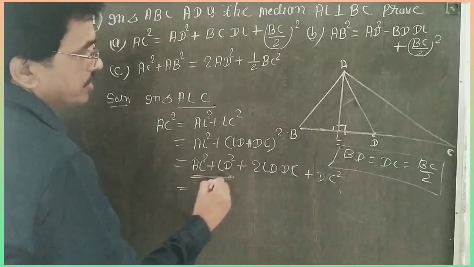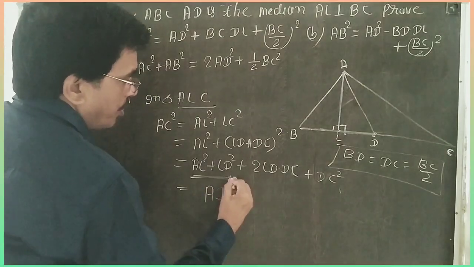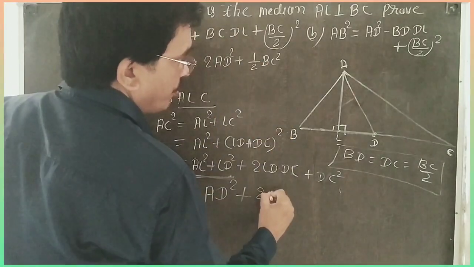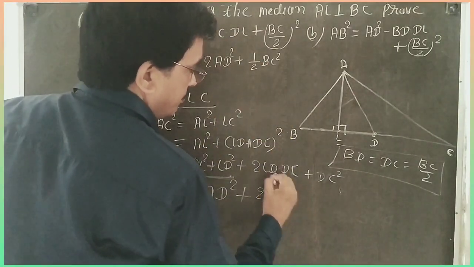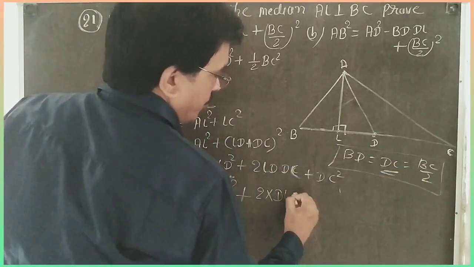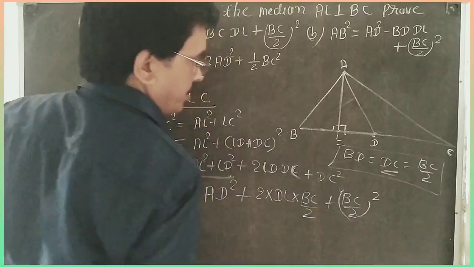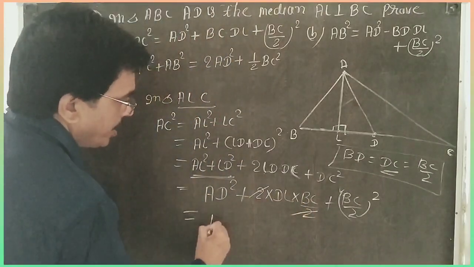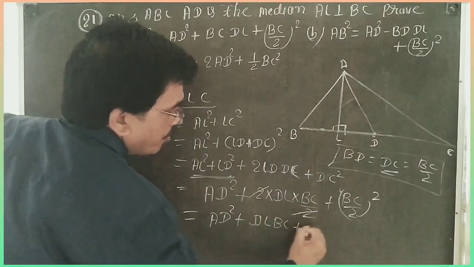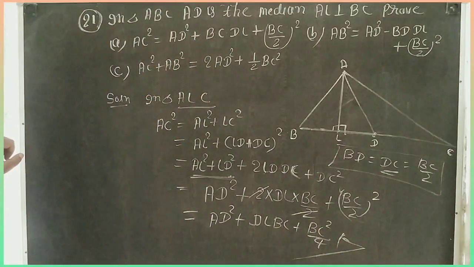So what do you get? AL square plus DL square, it is AD square. So it is AD square plus 2 DL DC. LD means DL. And DC is equal to BC by 2. So you write here BC by 2 plus BC by 2 whole square. So the 2 cancels. What you get is AD square plus DL into BC plus BC square by 4. That is proved. It is your first.